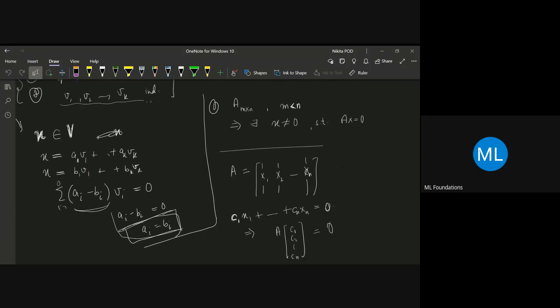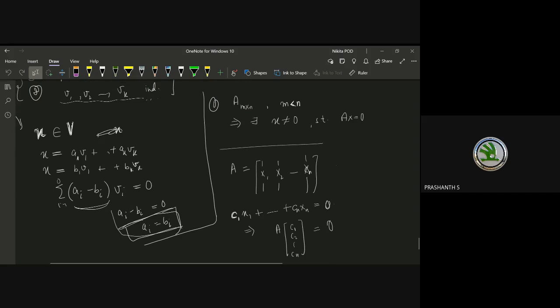Okay, in this case, what will happen to the columns? Will they be independent or dependent? The c's are not 0, right? Then it becomes dependent.